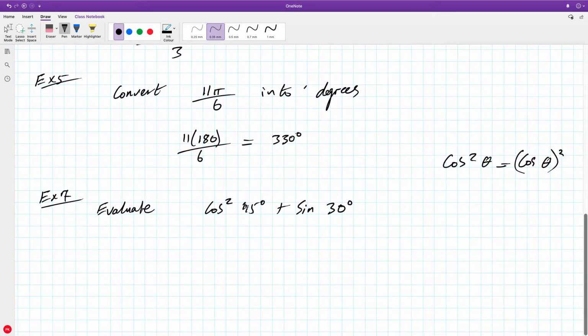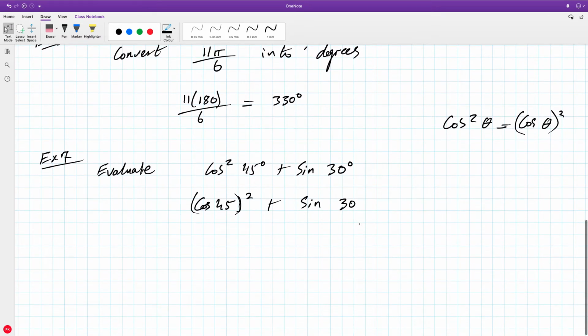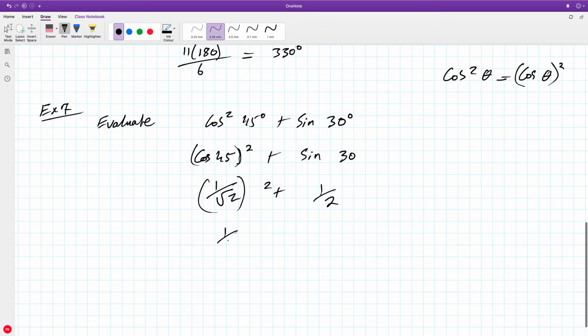No, when you start in degrees, leave it in degrees. So that is the cos of 45 degrees, all squared, plus the sine of 30 degrees. Cos of 45 degrees is 1 over root 2, squared, plus the sine of 30 degrees, which is a half. 1 over root 2 squared is a half, plus a half, which is 1. You happy there? Right, one more of those.